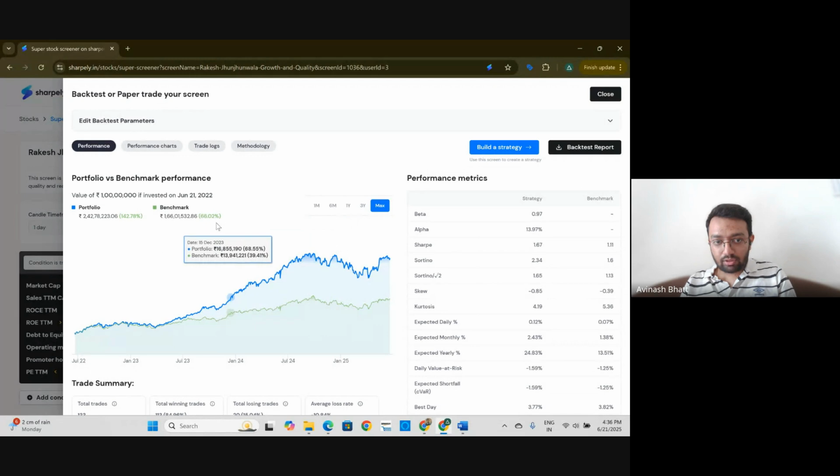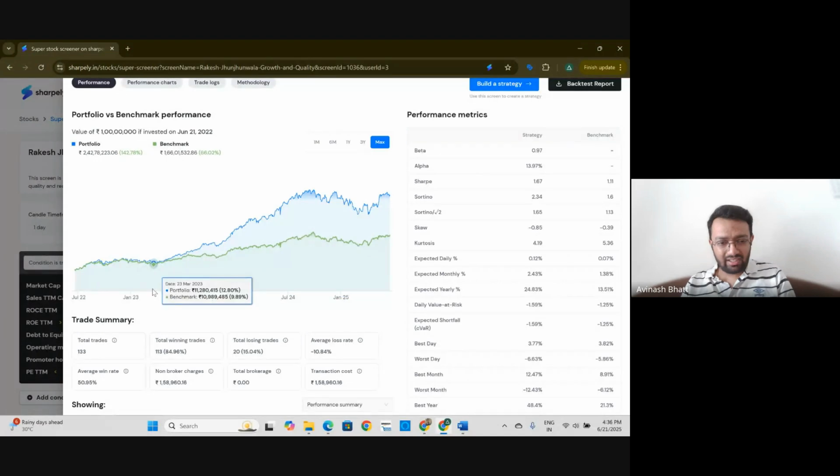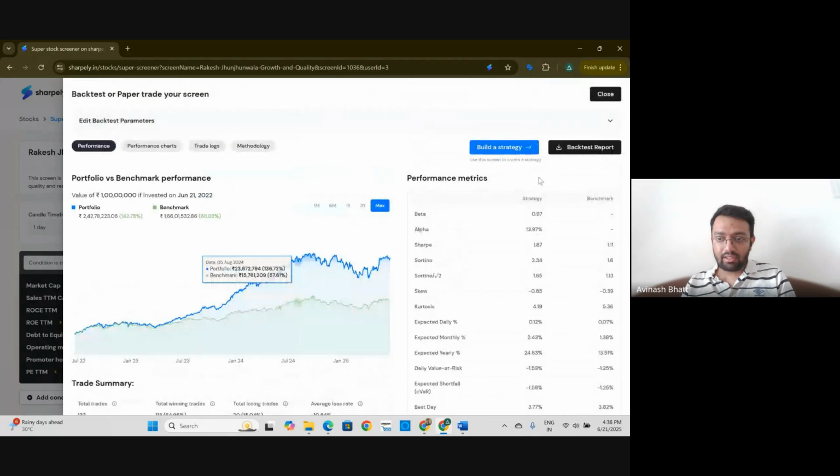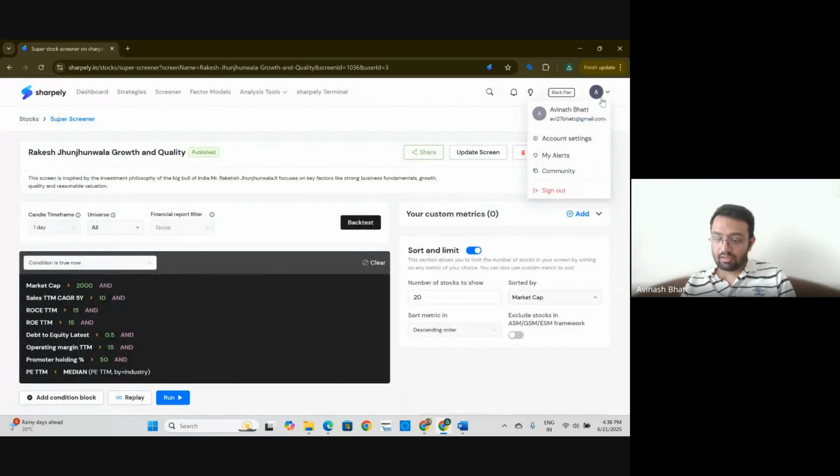So again, as you can see, compared to 66%, we have 142%, and it is almost consistently outperforming the benchmark. And it has generated alpha of 13%. So this is another example.